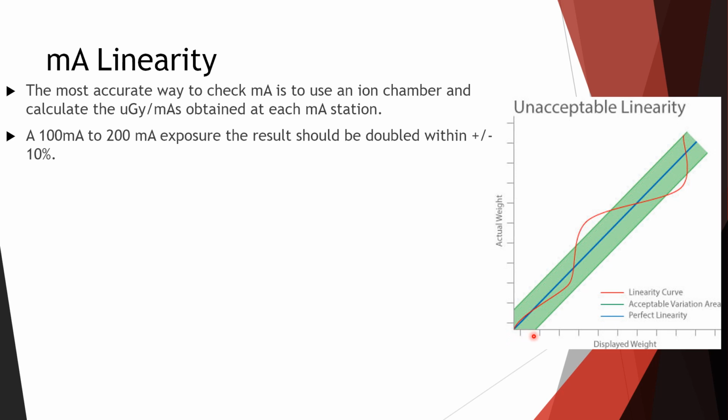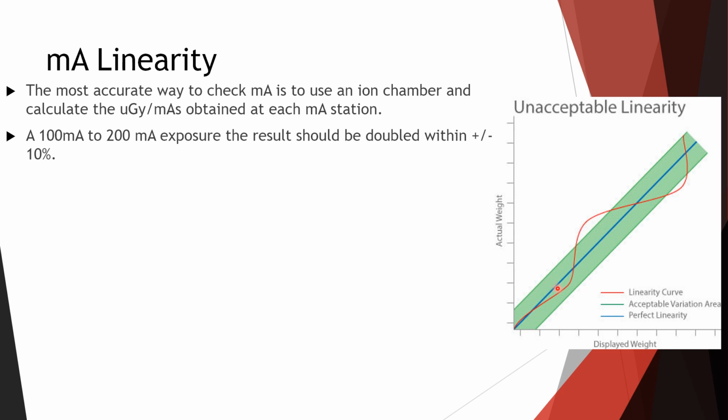So as this goes up by 1, if this is 1 and this is 2, and it doubles to 4 here, the y-axis is also going to correspond to the same amount of increase. So from 2 to 3 on this axis is going to go from 2 to 3. It's going to increase the same. That's perfect linearity. The green area here is the acceptable variation for this test, which is plus or minus 10%.